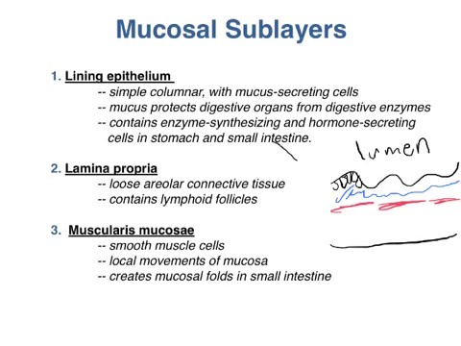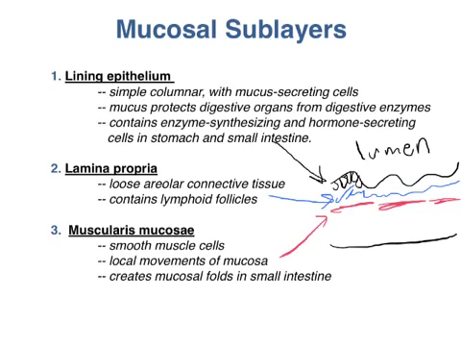So you've got the lining epithelium, which is usually simple columnar, although there are variations that we'll talk about when we talk about individual organs in the digestive tract. There are mucus-secreting cells, also enzyme-synthesizing and hormone-secreting cells. Lamina propria is connective tissue. Lymphoid follicles are located here. That's that protection from infection. And then the muscularis mucosa is a band of smooth muscle cells.